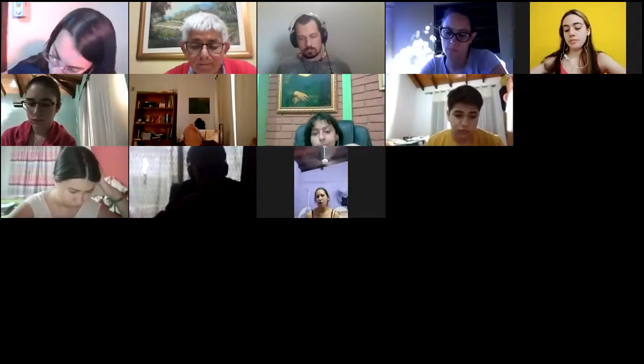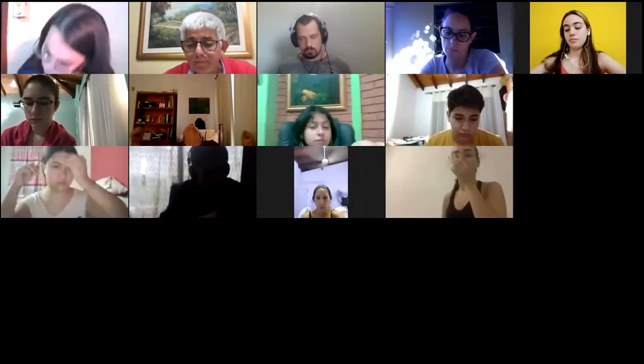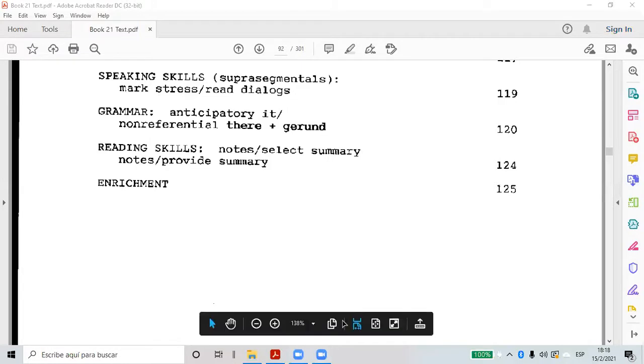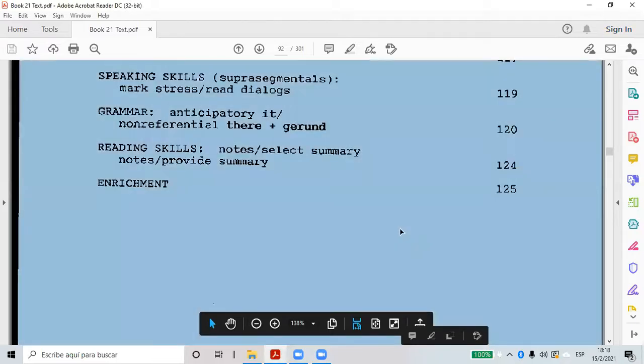Vamos entonces a la página 106, page 106. Asistencia, ya llamé. Okay, great. Page 106. This is, I think, a review of grammar issues that we gave some time. Page 106, restrictive adjective clauses.